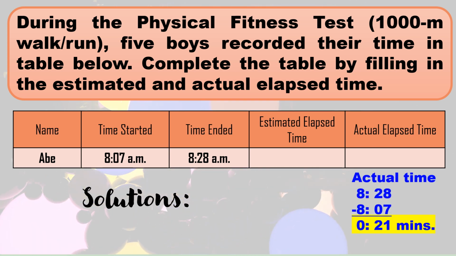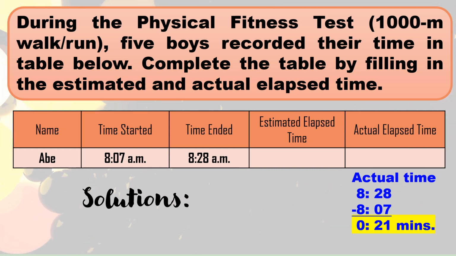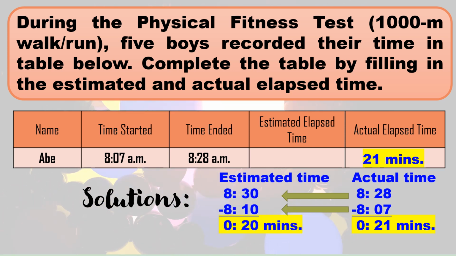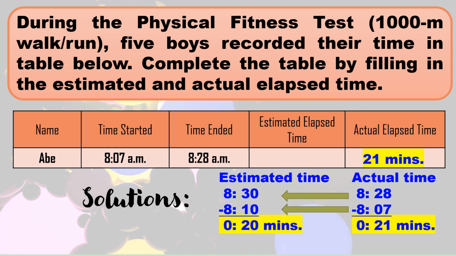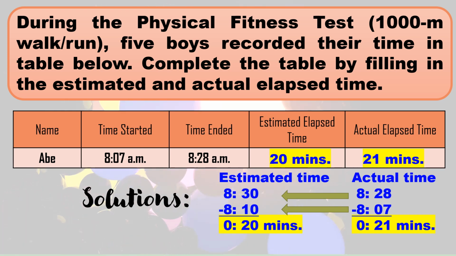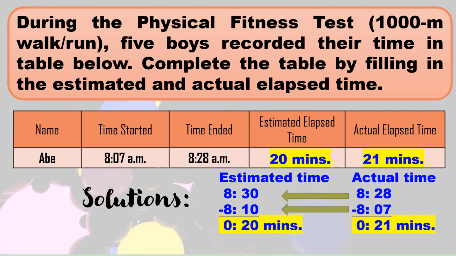In the solution for the actual time, we subtract 8:28 by 8:07. So the actual time is 21 minutes. And for the estimated time, we will round up or round down the numbers. So 8:28 becomes 8:30, and 8:07 becomes 8:10. Subtracting this, the estimated time of Abe is 20 minutes. So the actual time of 21 minutes will be rounded down to 20 minutes estimated.